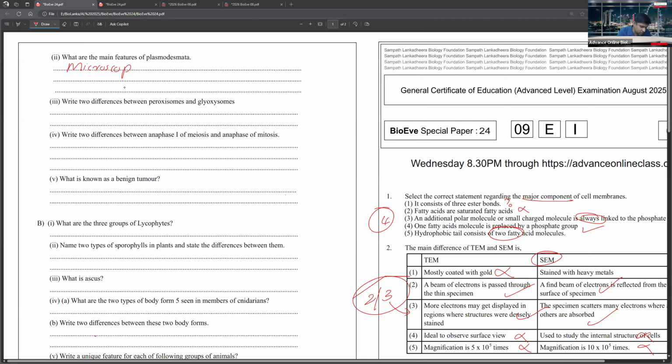First answer, second. They're asking the differences between metaphase 1 and anaphase. First one we'll take that, people. Sister chromosomes are going to separate. Homologous chromosomes are segregating. Right? One difference.